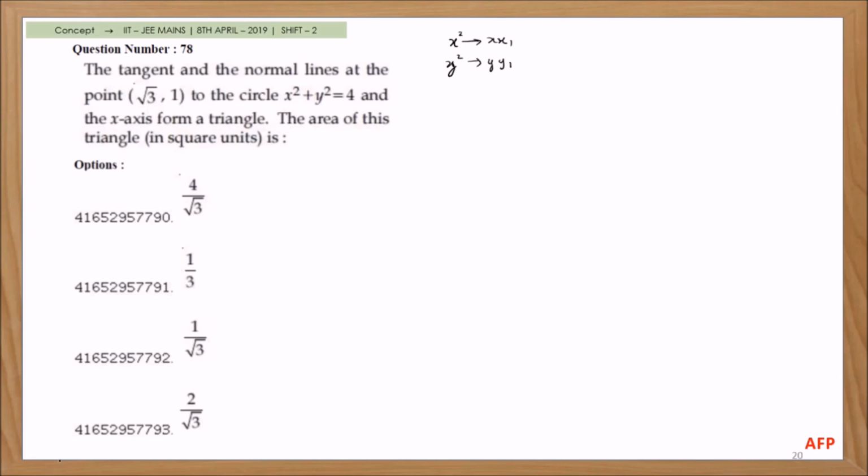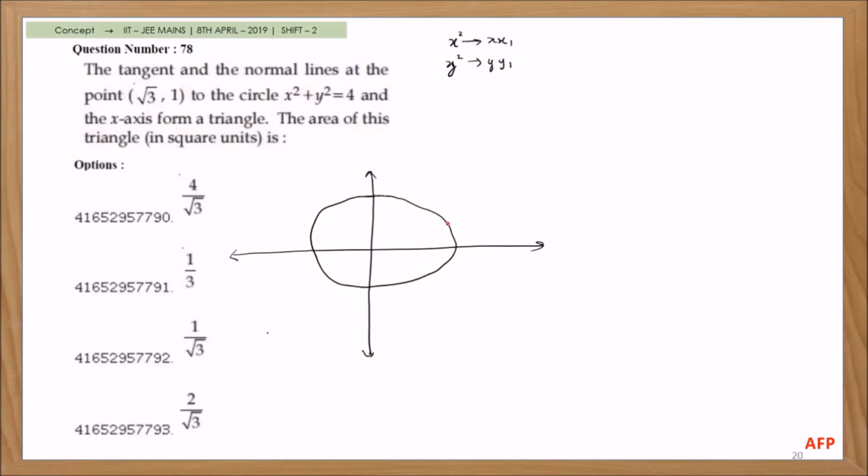So first let us draw the diagram. It is a circle having center 0 comma 0. Okay, so we will draw a circle. The point here is root 3 comma 1. So now the tangent is here. So tangent equation is root 3x plus y is equal to 4. So now its x coordinate will be, if y is 0, what we will be getting? 4 by root 3 comma 0. So this point we got.